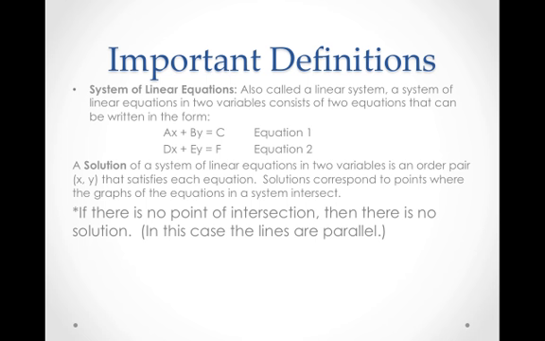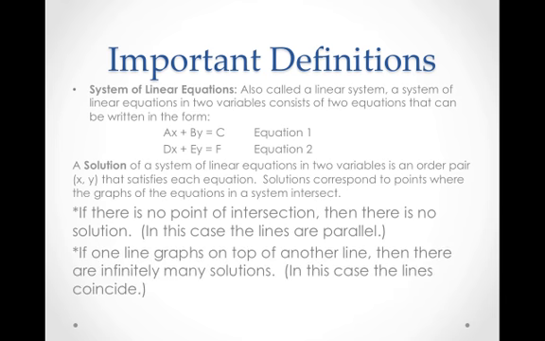In this case, the lines are parallel, and your answer would just simply be no solution. There's no way to satisfy both equations at the same time. If one line graphs on top of another line, then there are infinitely many solutions. In this case, the lines coincide. Okay, you have two different equations for the same line, and so there's infinitely many solutions.